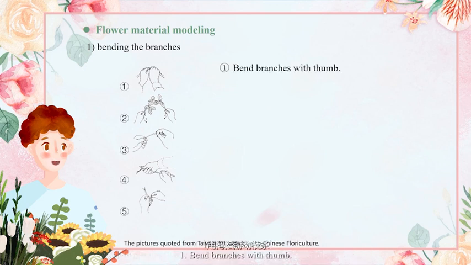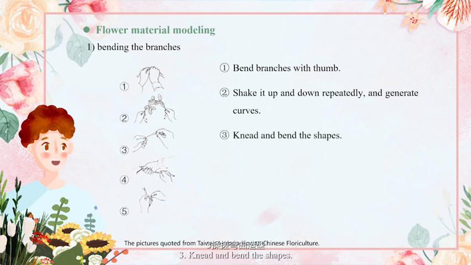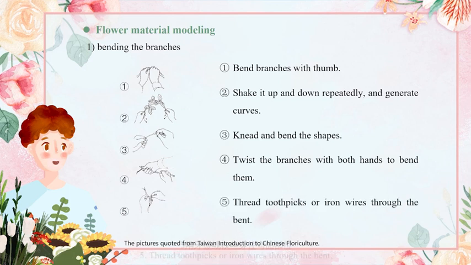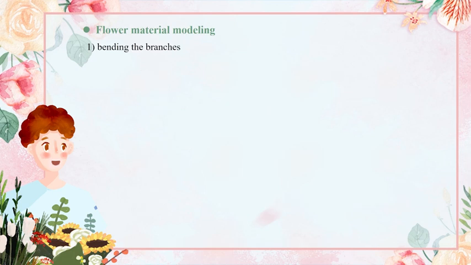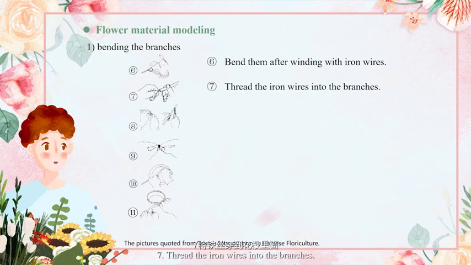1. Bend branches with thumb. 2. Shake it up and down repeatedly and generate curves. 3. Knead and bend the shapes. 4. Twist the branches with both hands to bend them. 5. Thread toothpicks or iron wires through the bent. 6. Bend them after winding with iron wires. 7. Thread the iron wires into the branches.